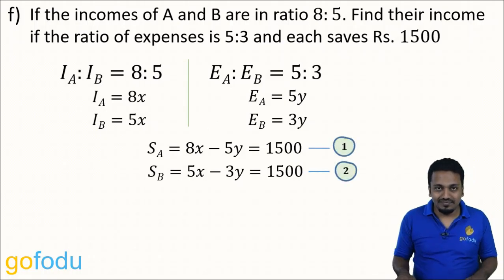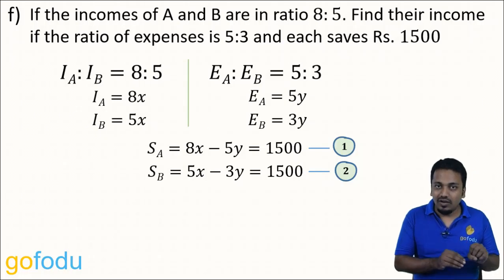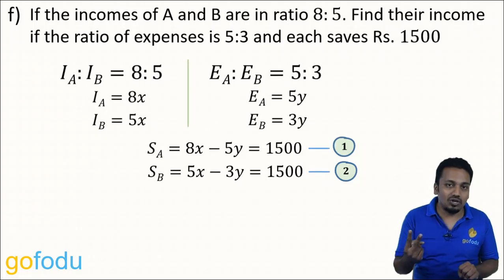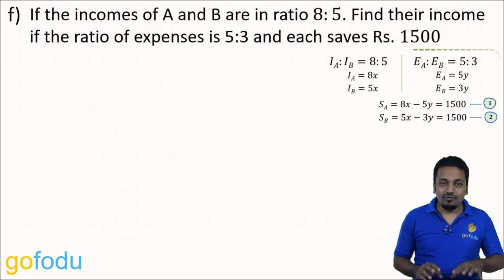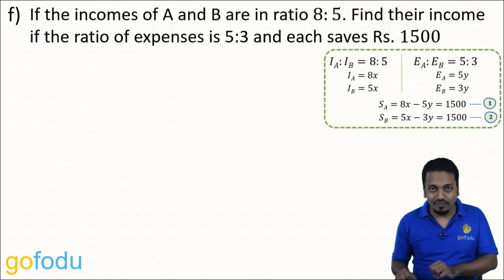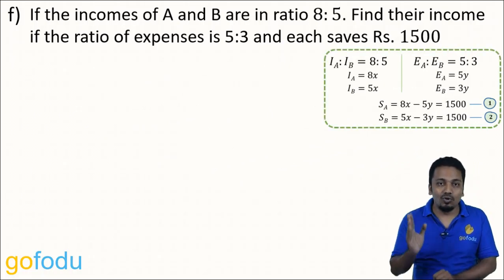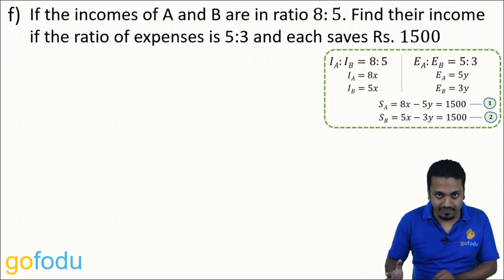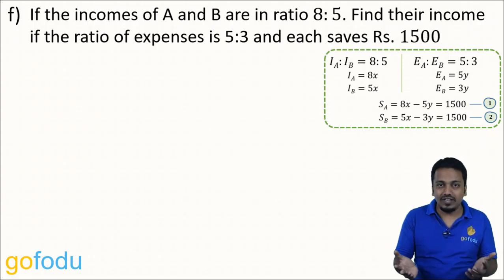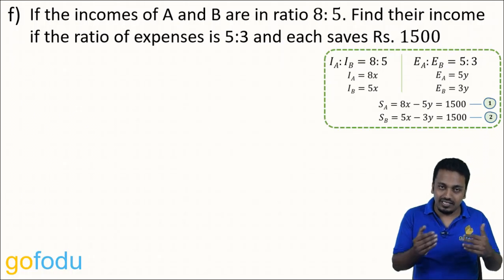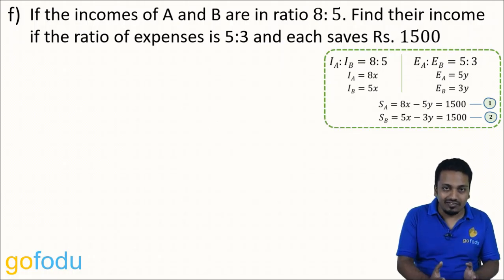It's a cakewalk, so I'm going to skip this for now. I'll be moving on to method number 2 for this question. For this method number 2, it is important that they both save the same amount, as in this case, they both are saving 1500. So it is important that the savings for both are equal.